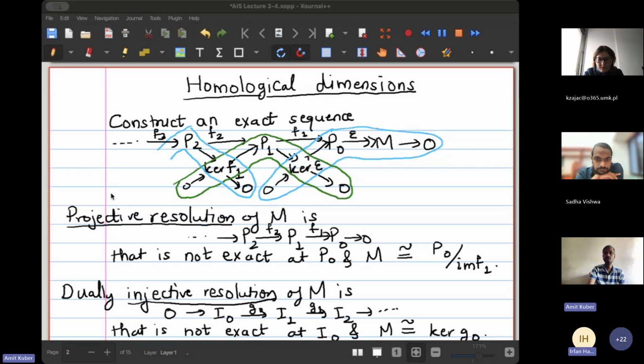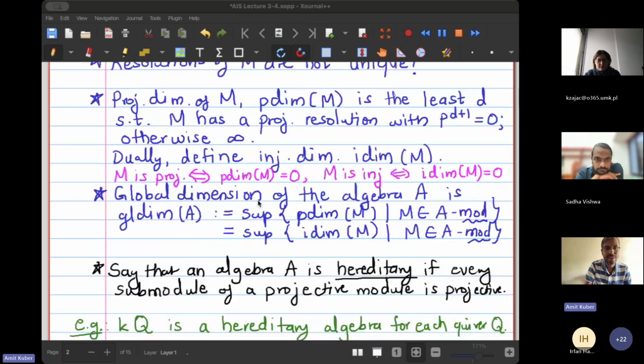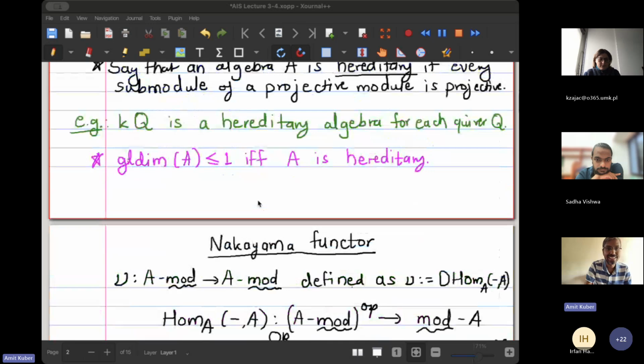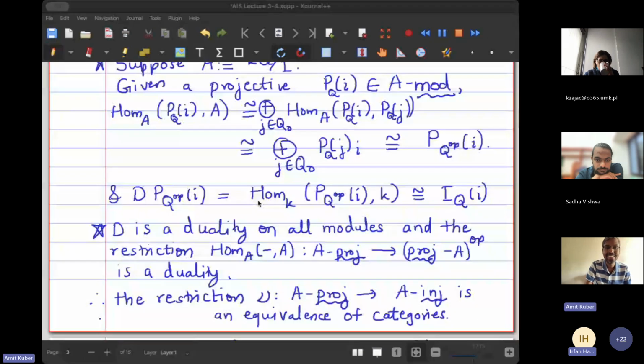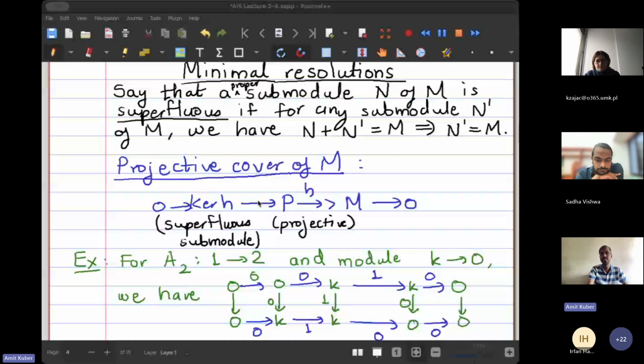Now, is it unique or not? May I ask a question? Yes, Irfan? I still don't understand why the projective covers exist in the very first place. Is it guaranteed? Yes, that's my next line exactly. In this case, we know that projective covers do exist.